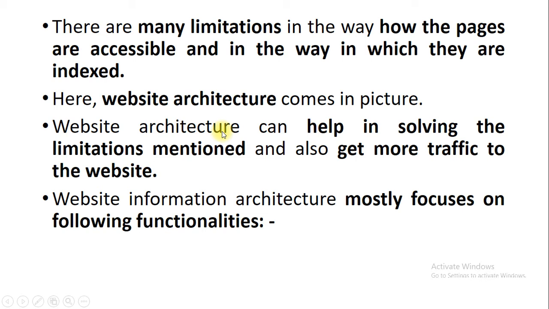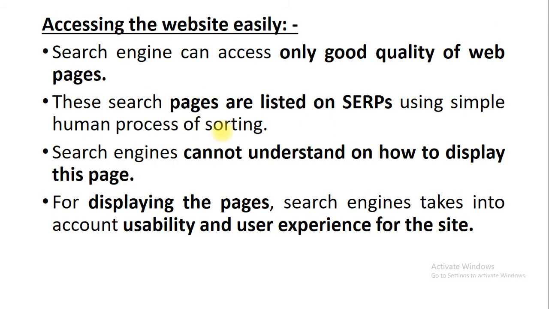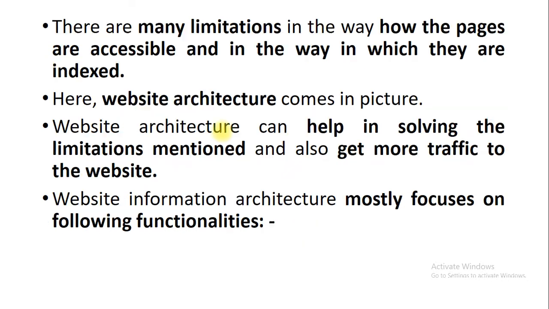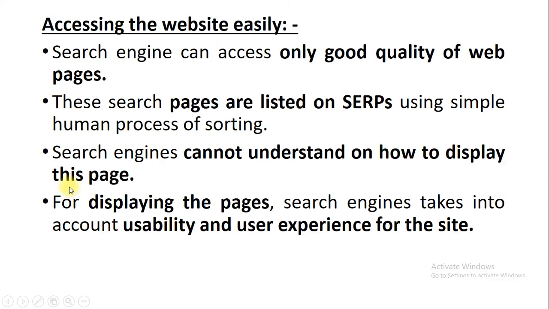Now website information architecture mostly focuses on the following functionalities. Which type of functionality? Number one, accessing the website easily. So when you are going to design the informational architecture regarding the website, the first task you need to focus on is that you need to develop your website in such a way that it can be easily accessed by the search engine as well as the users who are connected with the website.